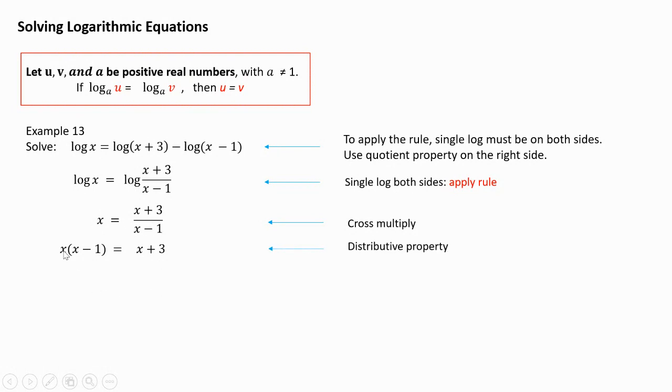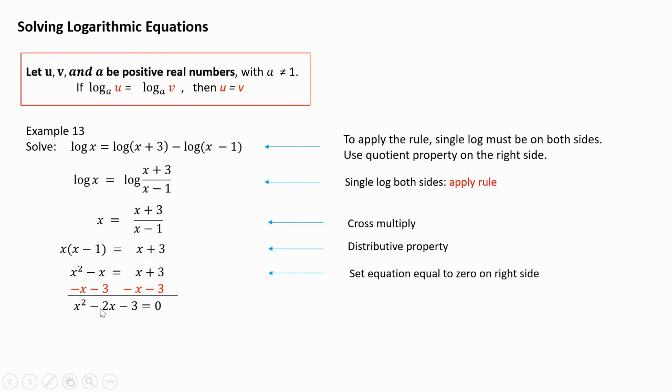Now I'm going to distribute. X times x will give you x squared. X times negative 1 will give you negative x. Now, since we're solving, I have to let it equal 0, so the terms on the right side must go to the left side. So equation equal to 0. I'm going to subtract x and 3 from both sides, because x minus x gives a 0, and 3 minus 3 also gives me a 0 on the right side. But here we have x squared, negative x minus x gives you negative 2x, and we bring down the negative 3.